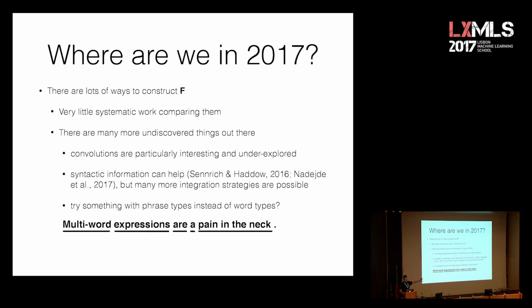Anyway, here we are in 2017. There are lots of ways to construct F. Basically, people have their favorites. They tend to push harder on the ones they like, and there aren't really very many systematic comparisons of them. If you're the sort of person who likes being very systematic about comparing things, I think this would be an interesting thing to look at. There's also a new, very exciting way of constructing the matrix where you define each column as a function of the word that is currently being represented and the rest of the sentence.